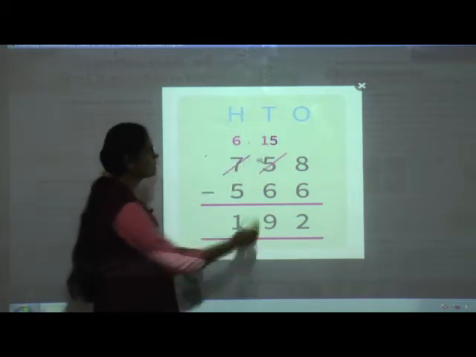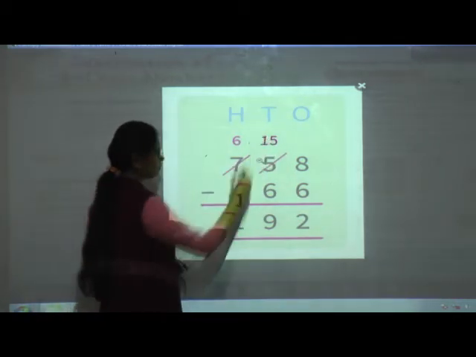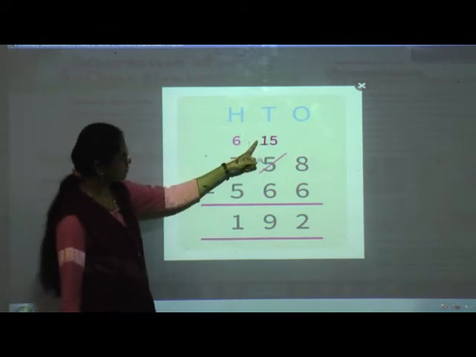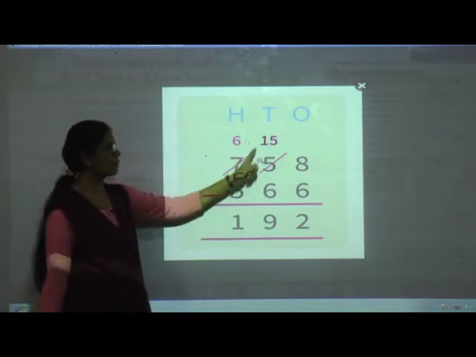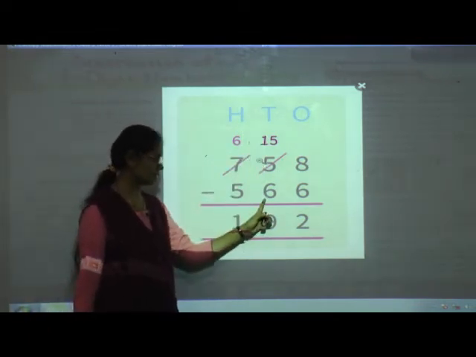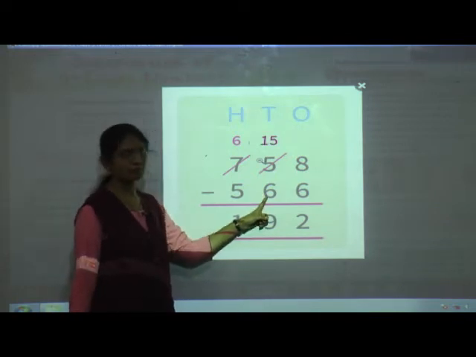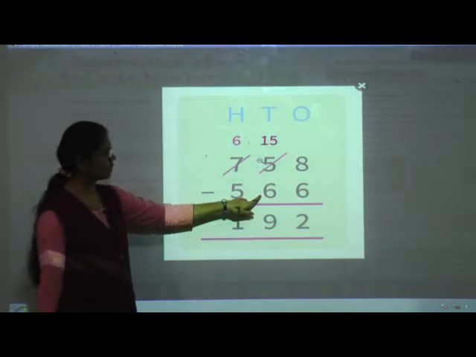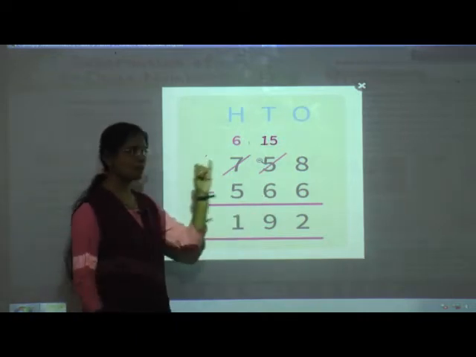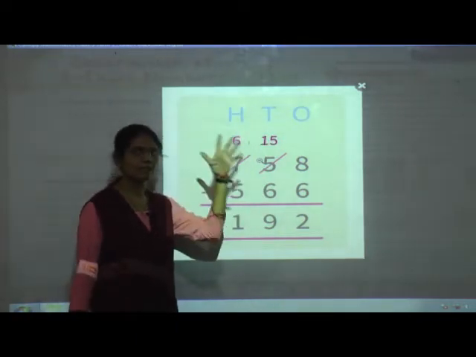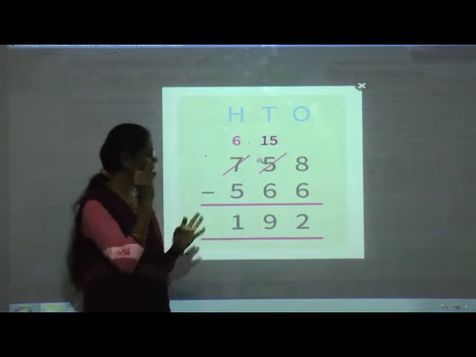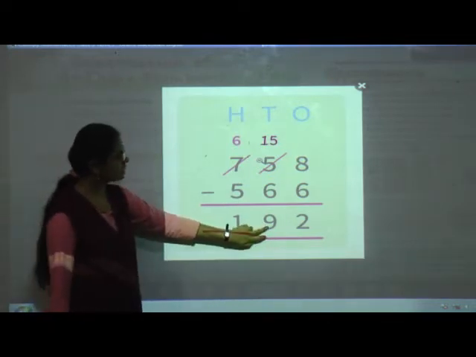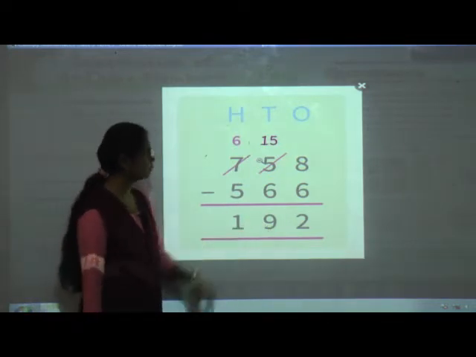Now the number is 15 at tens place. Now do the subtraction, 15 minus 6. Now 15 is greater than 6. So after 6 till 15 you have to count your fingers. 7, 8, 9, 10, 11, 12, 13, 14, 15. How many? 9. So we will write here 9.